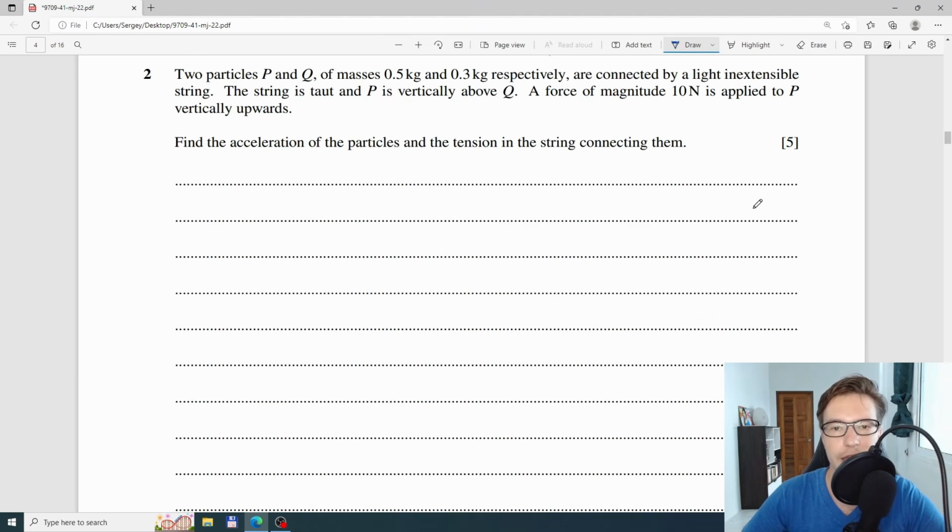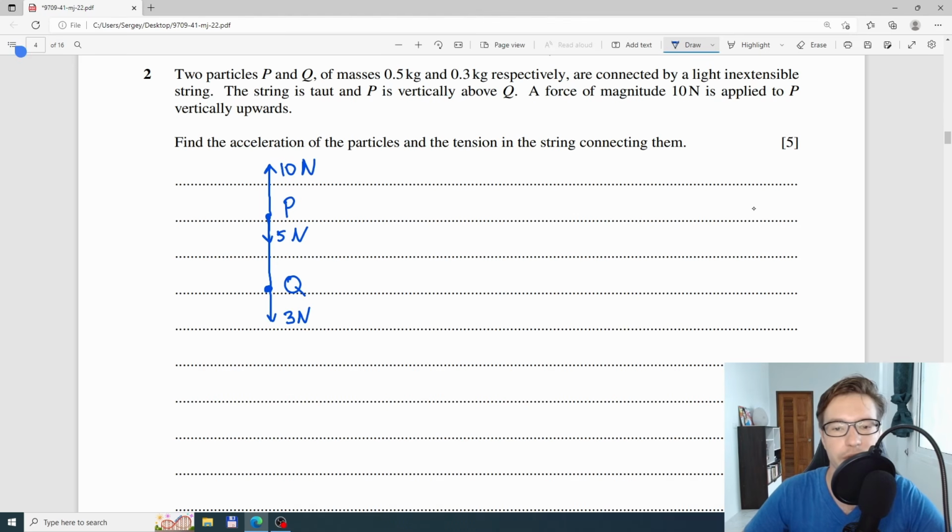Connected particles, and again I'm going to start with the diagram. We have two particles, P and Q, connected with a string. P is vertically above Q, like this. The mass of P is 0.5 kilograms, so that means its weight is going to be 5 newtons, and the weight of Q is going to be 3 newtons. Now a force of magnitude 10 newtons is applied to P vertically upwards, like that.